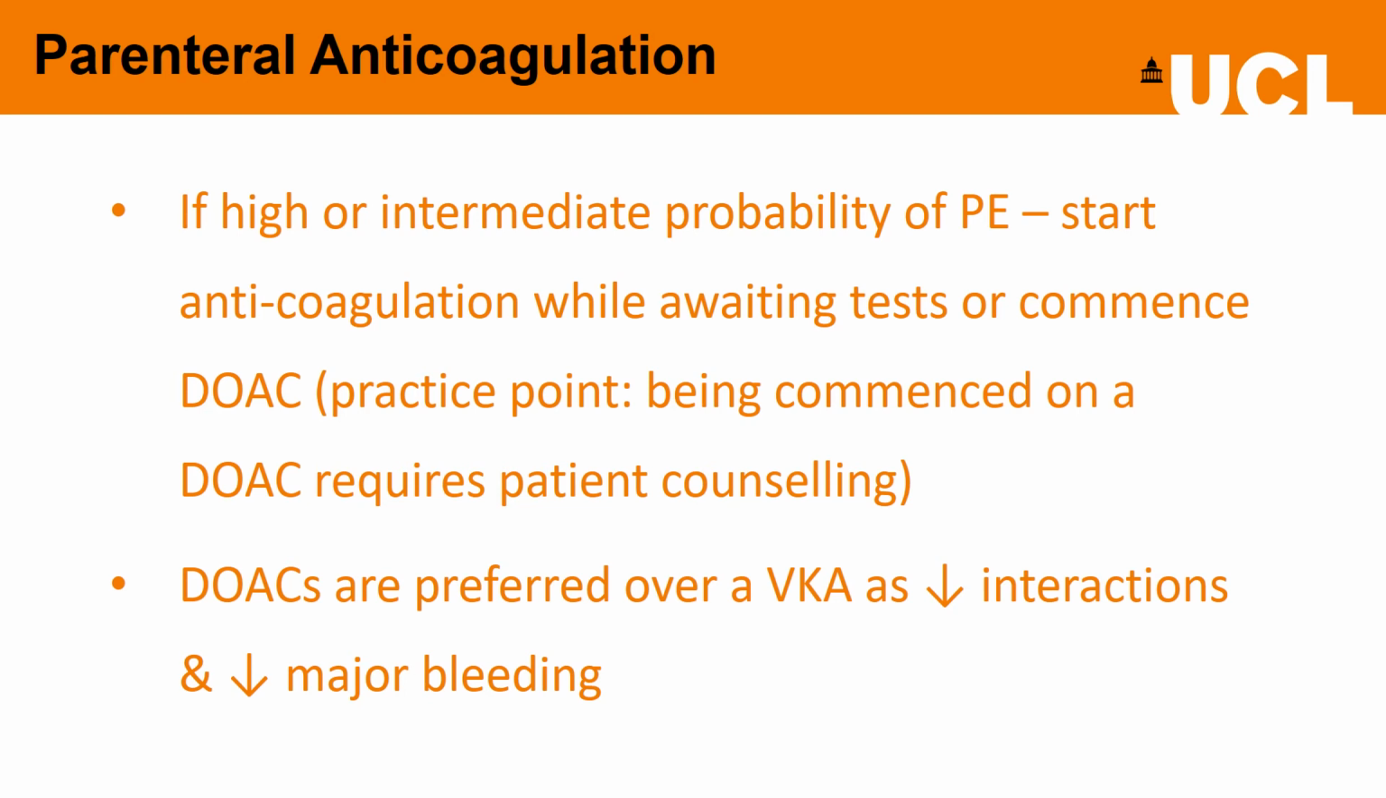If there is a high or intermediate probability of PE, then you should start anticoagulation whilst awaiting tests, or commence a DOAC. And it's just a good practice point to remember that the reason people often get stat doses of low molecular weight heparin as opposed to being commenced immediately on a DOAC is that DOACs, similarly to warfarin, should have patient drug counselling. DOACs are preferred over vitamin K antagonists such as warfarin due to the fewer interactions and the lower risk of major bleeding.